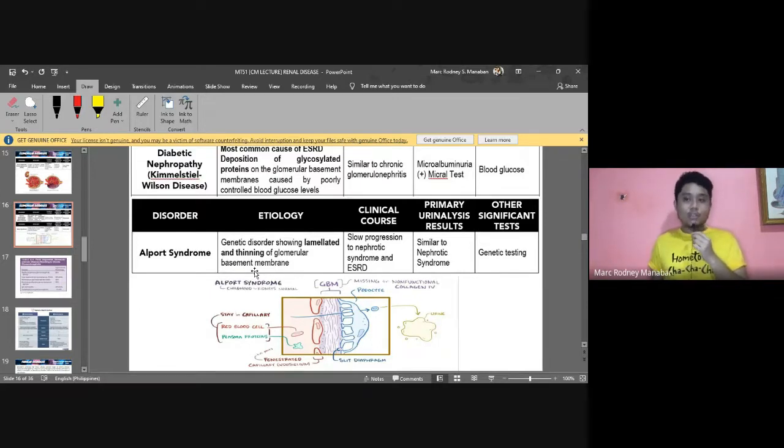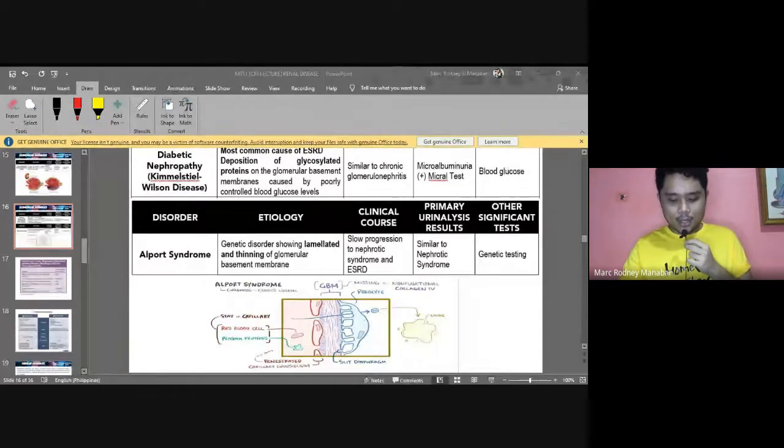So therefore, the UA results are similar to nephrotic syndrome. Possible massive lipiduria, and proteinuria still. And of course, other significant tests, genetic testing, because Alport syndrome is inherited. It's rare in a way, and it's a genetic disorder. So that's for Alport syndrome.